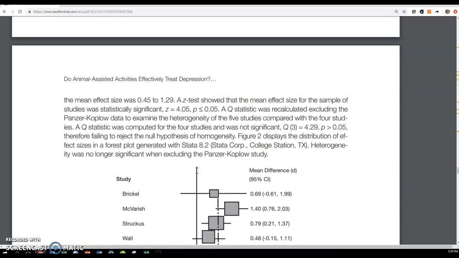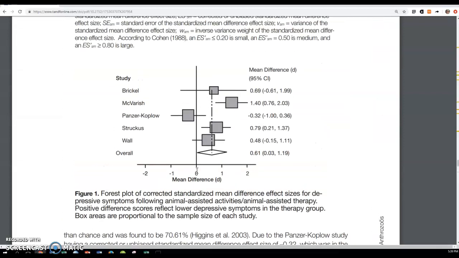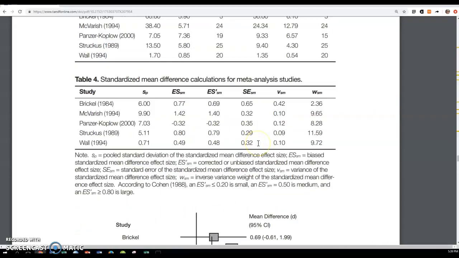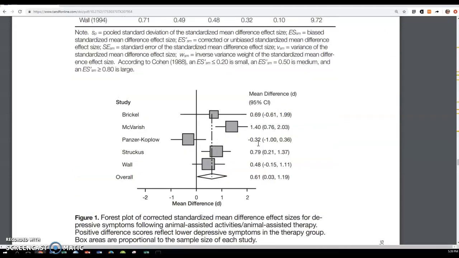So moving to the actual results, let's take a look at the one that included all 5 studies. Here we go. What are we looking at here? Well, along the bottom is the effect size. This is a Cohen's d, so we're talking about numbers of standard deviations. How big is the effect?